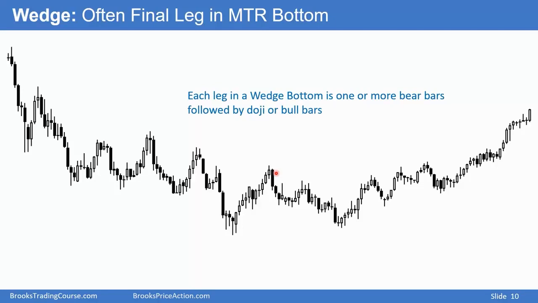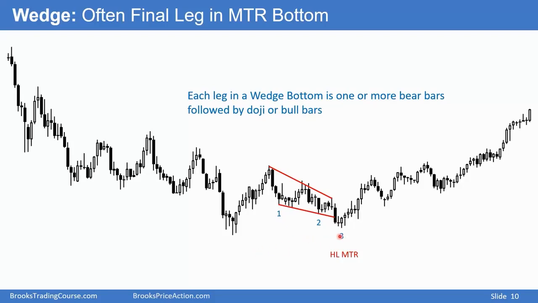Here we have a wedge bottom, 1, 2, 3, and the minimum that traders need to see to conclude it's a wedge is a bear bar followed by a bull bar. So 1, pull back, and then 2, pull back, and then 3. However, there's a smaller wedge as well, a bear bar, doji and bull bar, and then bear bar, bull bar. This is also a smaller wedge, 1, 2, 3. So different ways to draw it. 1, 2, 3.